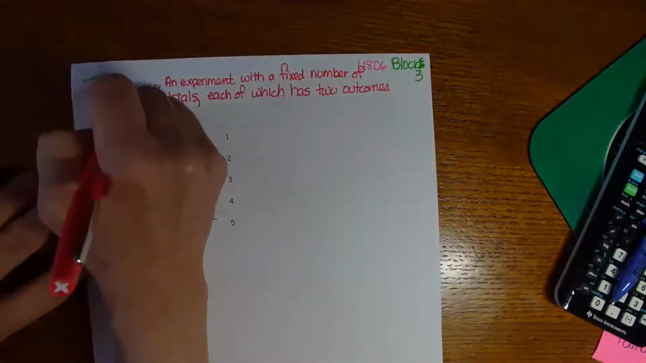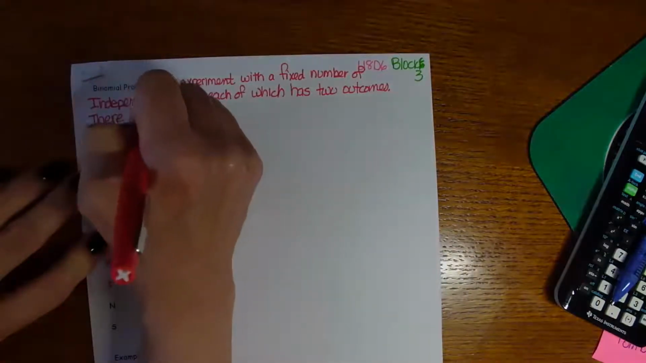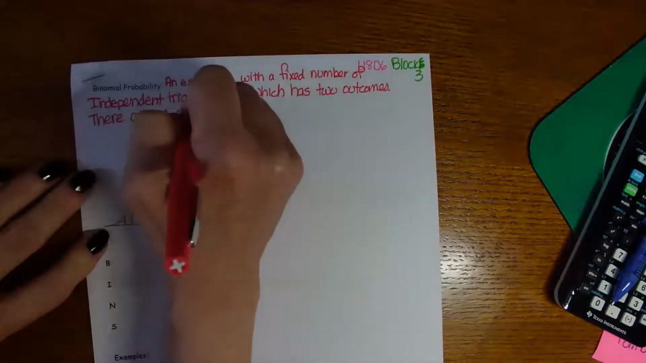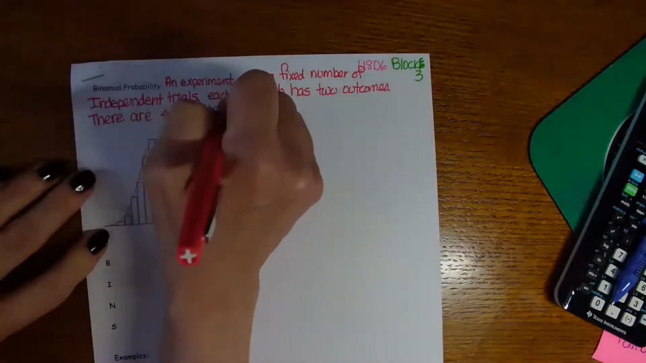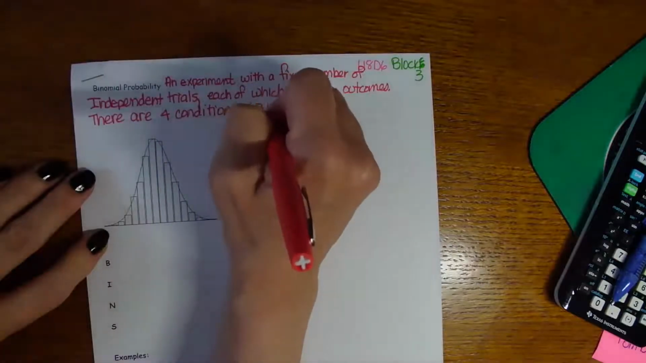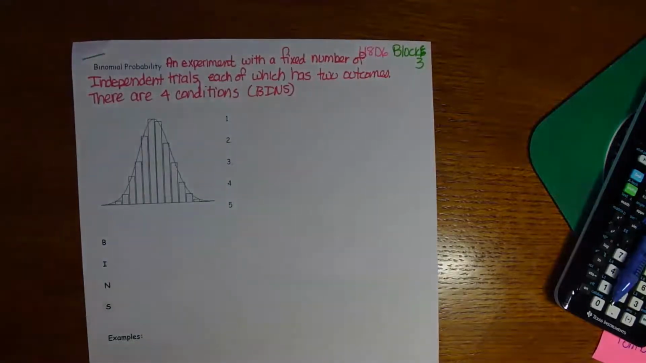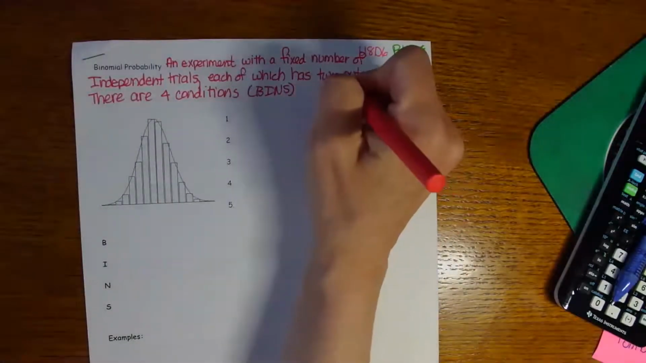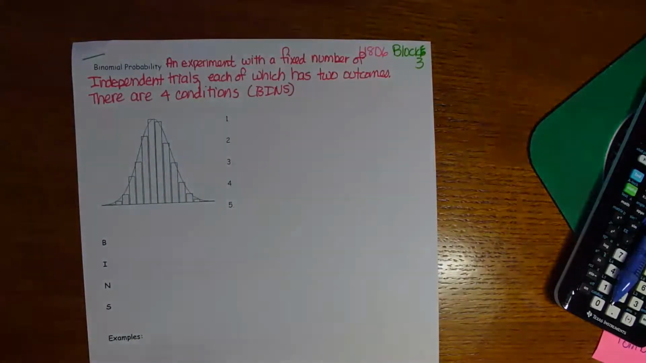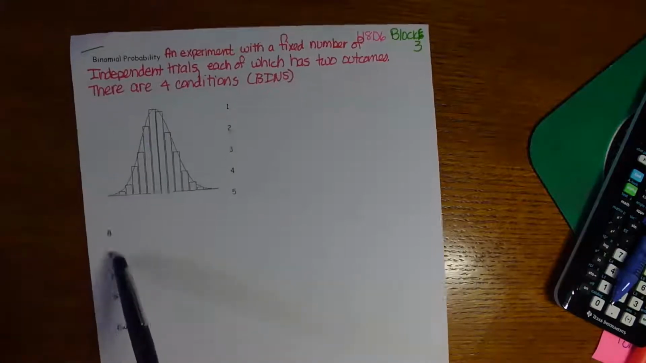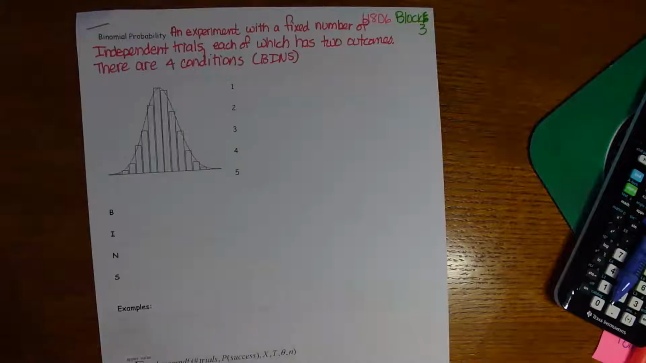There are 4 conditions to meet this. We use the acronym, the BINS, right? And when I say each one has 2 outcomes, that means a success or a failure. It's like yes or no. Success, failure, win, lose. So what are these 4 conditions that have to be met to have a binomial probability?